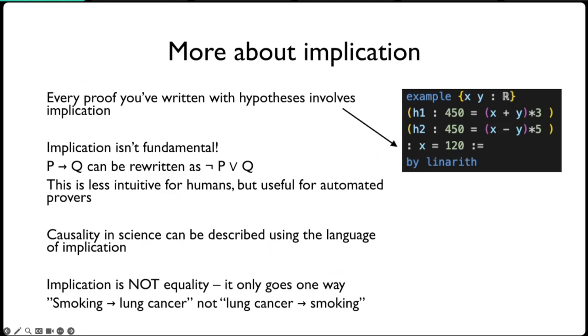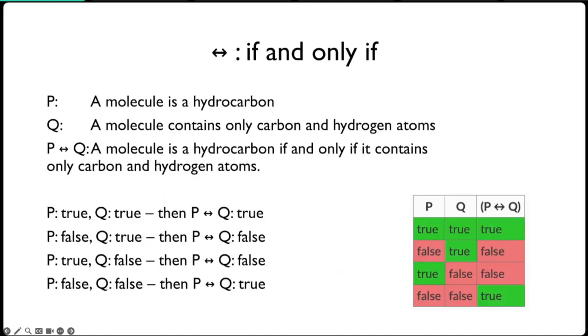So there's a lot more to say about implication, but at this time, the next one is if and only if. Sometimes this is called biimplication, implication going both ways. In common natural language, we would say if and only if. So the first premise might be a molecule is a hydrocarbon, and the second, a molecule contains only carbon and hydrogen atoms. So we would then have the if and only if statement: a molecule is a hydrocarbon if and only if it contains only carbon and hydrogen atoms.